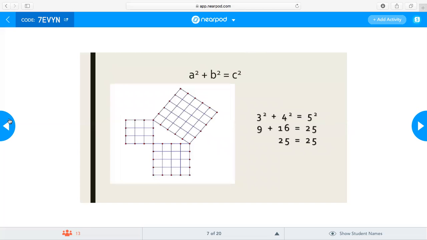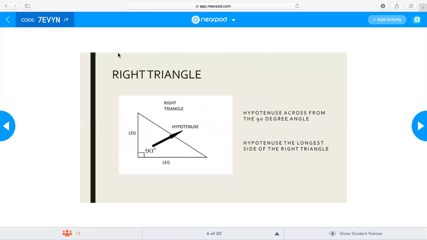So let me go back. What the Pythagorean theorem says, and I would write this really beautiful on your paper, is a squared plus b squared equals c squared. A, B, C. Where A and B represent the legs, and C represents the hypotenuse.